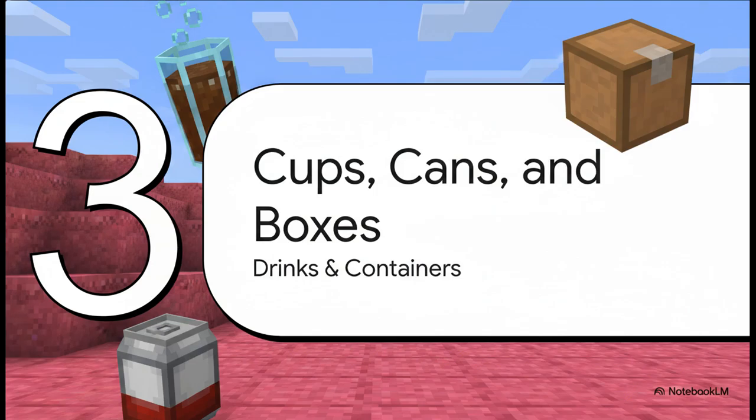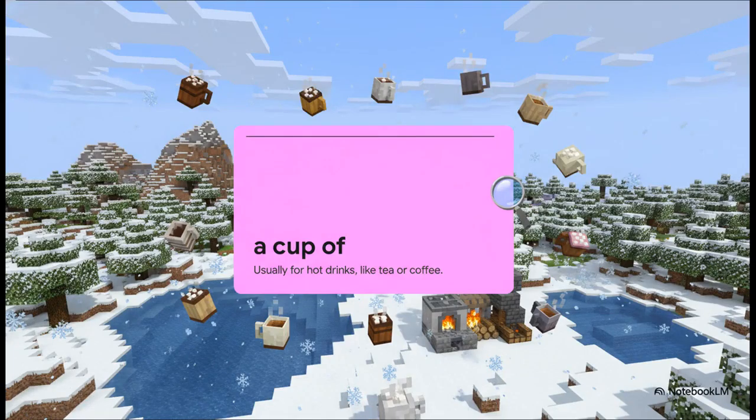Great job! Now let's move on to our next group, words for drinks and all the different containers they come in. When it's chilly outside and you want a nice warm drink, you ask for a cup of something. We usually use this for hot drinks. For example, you'd say a cup of hot chocolate or a cup of tea. The cup helps keep your hands warm too.